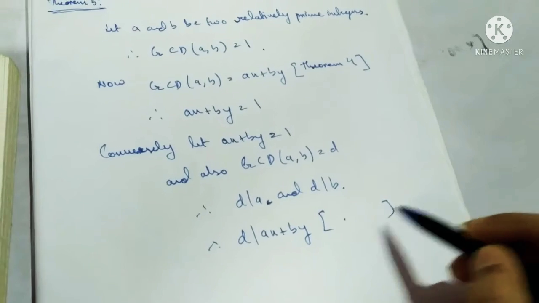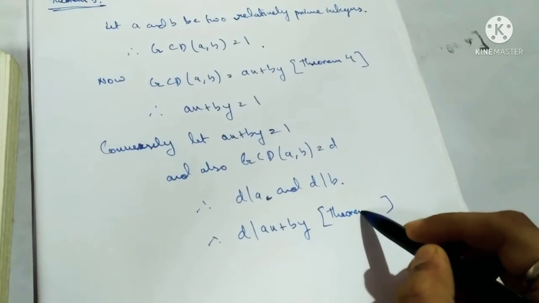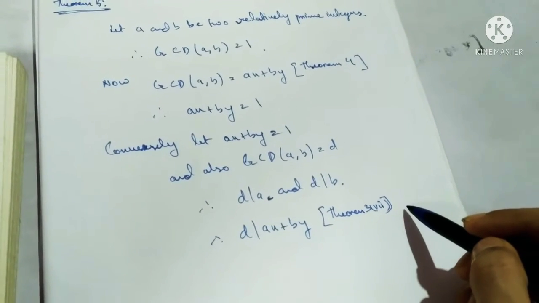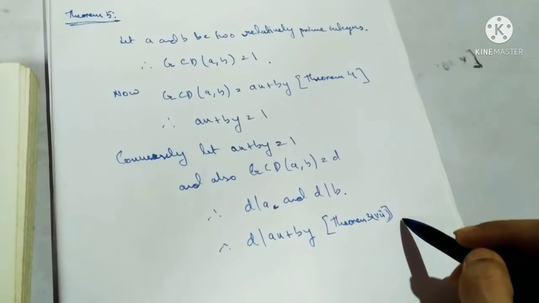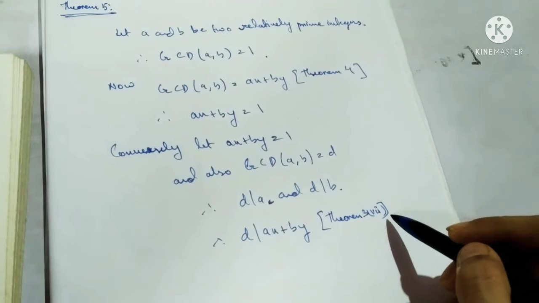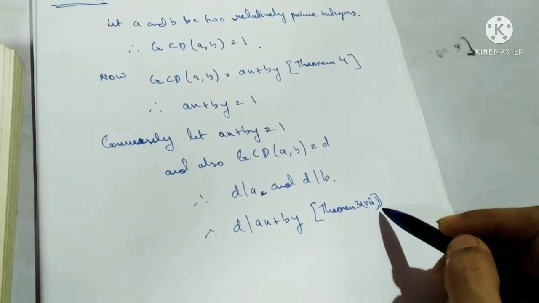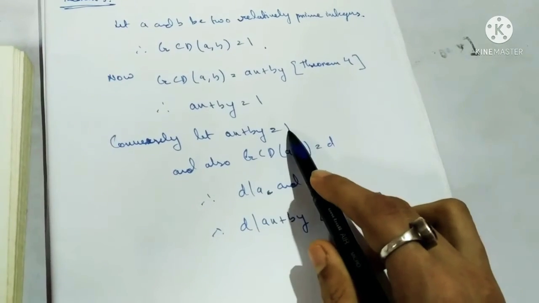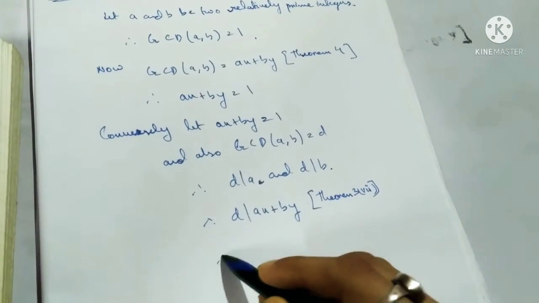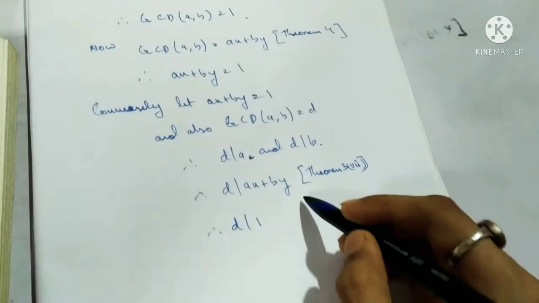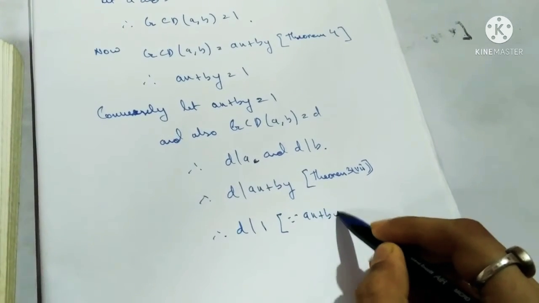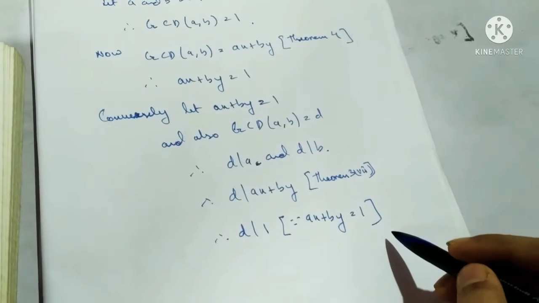This is our theorem 3 number 7. This one I am getting from theorem 3 number 7. Okay, AX plus BY I have taken as 1, so therefore I can say that D divides 1, since AX plus BY is equal to 1.